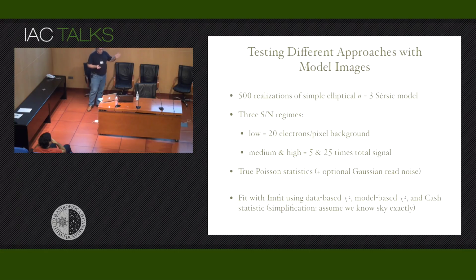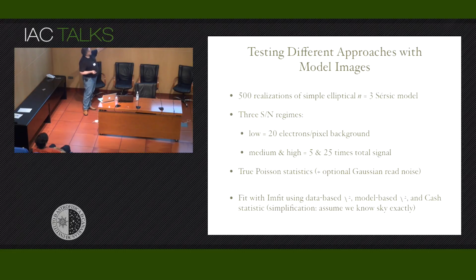Now, should you use one or should you use the other? So what I'm going to show you are some results of testing different approaches with model images plus a handful of real galaxy images. In each case, I'm generating 500 artificial images, let's call them that. This is a simple elliptical n equals 3 Core-Sersic model. I do this in three different signal-to-noise regimes.